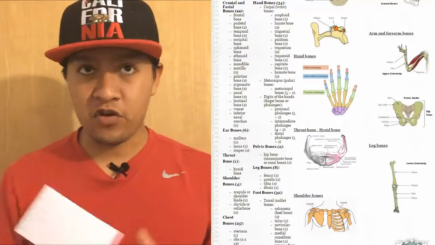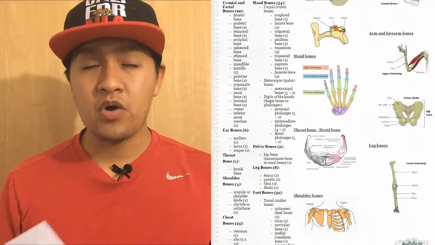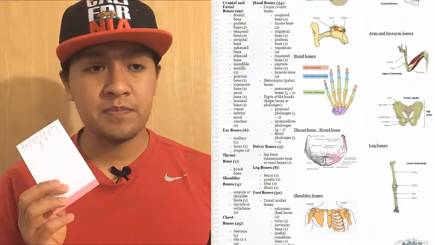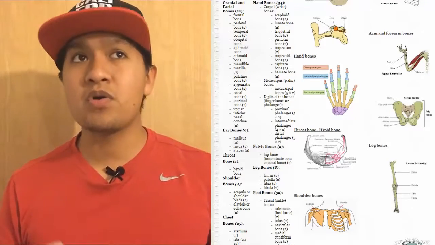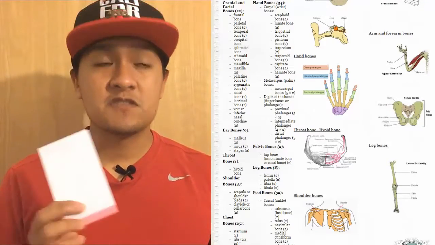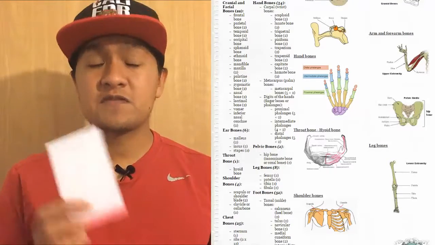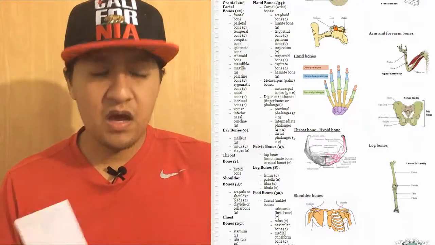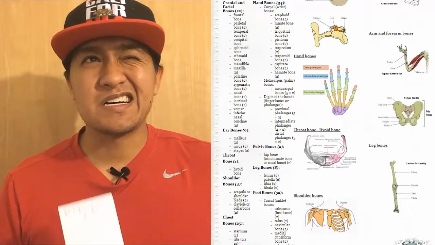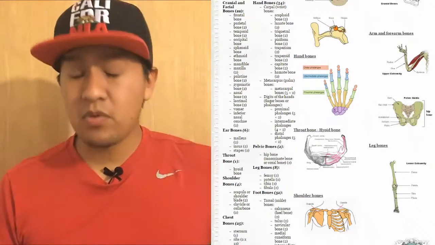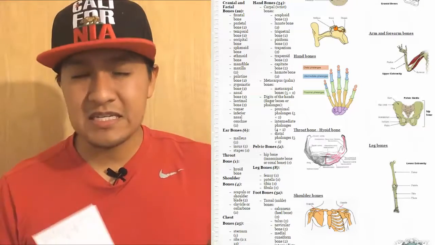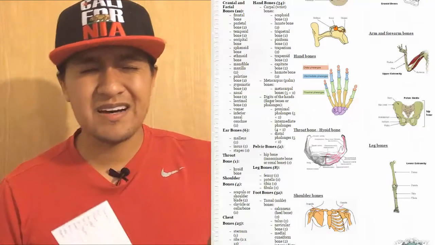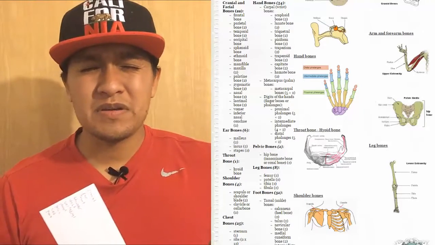So the first one is cranial. For the cranial, you have the frontal bone, parietal bone, temporal bone, occipital bone, the sphenoid bone, then the ethmoid bone. Then you have the mandible, maxilla, palatine bone.